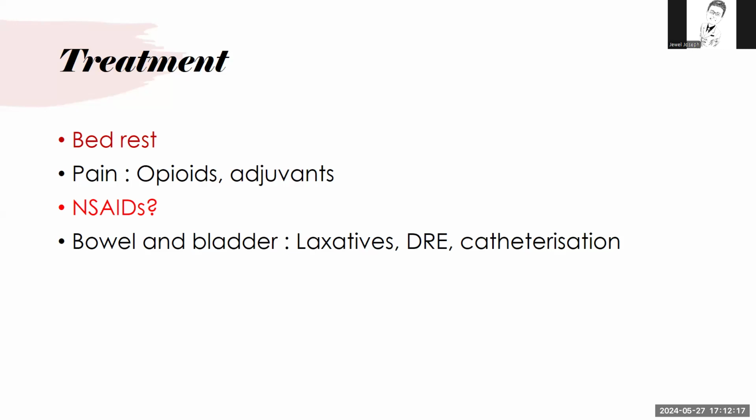So we usually give opioids and some adjuvants, because when there is malignant cord compression, there can always be some neuropathic pain. So some adjuvants would be helpful in that regard. NSAIDs can be a very good tool whenever there is a bone fracture or acute inflammation. The reason why we don't routinely give NSAIDs is, whenever there is a malignant spinal cord compression or neurological deficit, we usually start them on steroids.